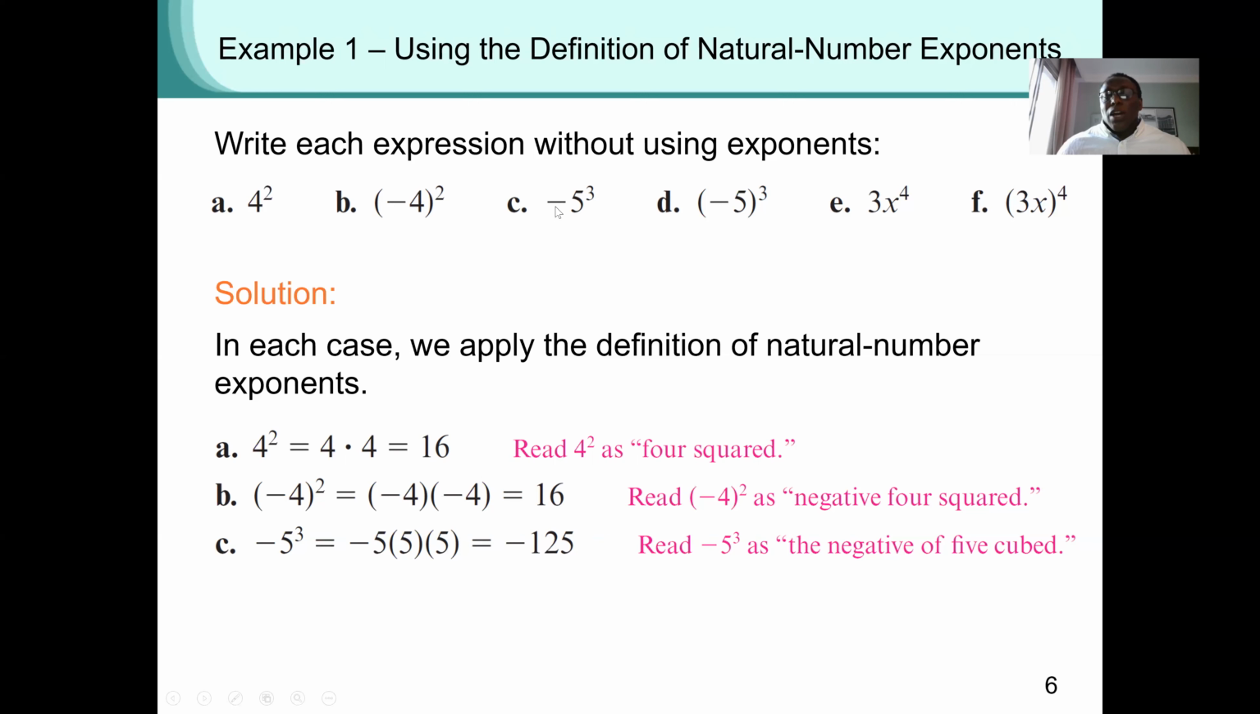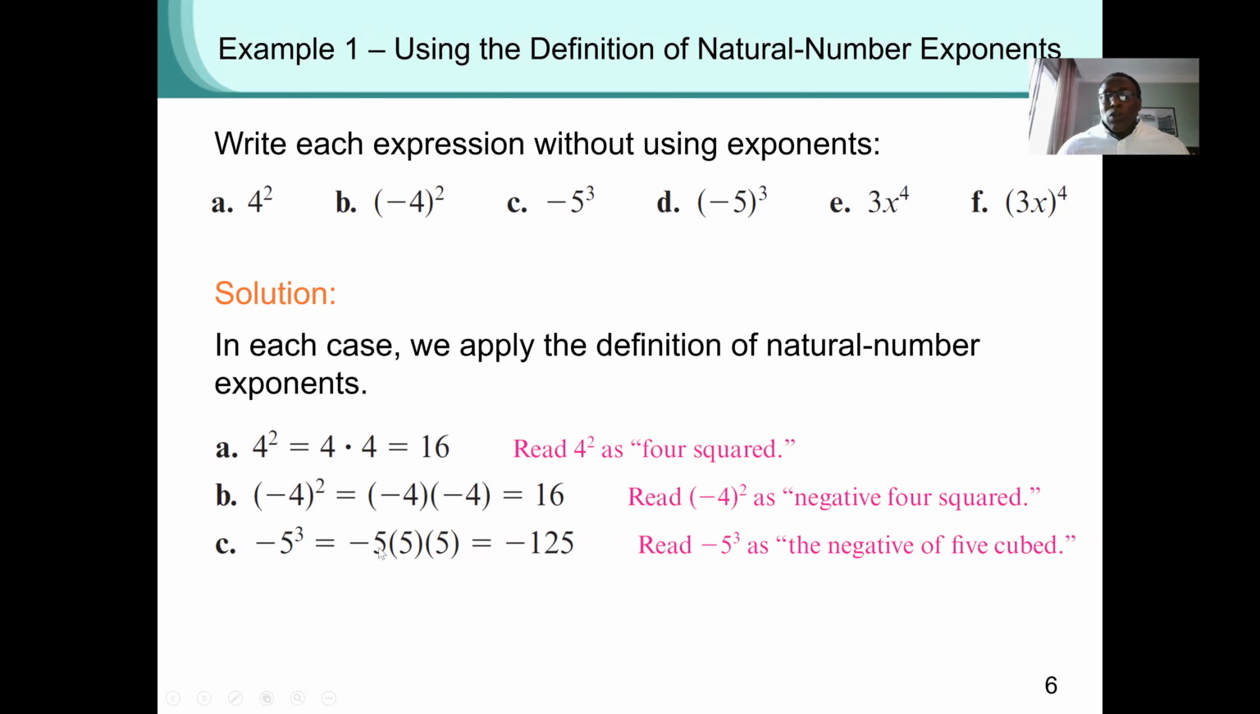Now, the next example, we have negative 5 to the power 3, or exponent 3. Now, we can see that there's no parentheses. So this 5 is only affected by the power, which means the power does not affect the negative. So this is the same as writing negative, 5 cubed. We'll write down the negative. Now, 5 cubed will be 5 times 5 times 5.